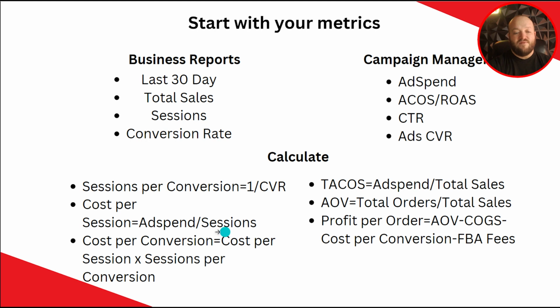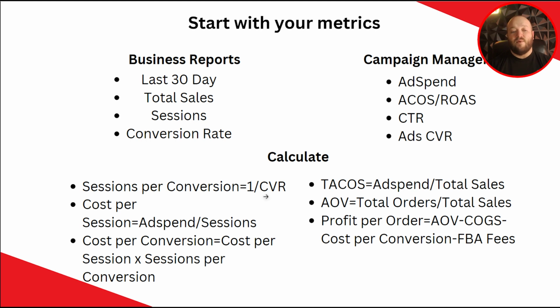your ads conversion rate. And if you look down here, we got your sessions per conversion, which is just 1 divided by that conversion rate. So basically, if you have a 10% conversion rate, if you go 1 divided by that 10, it's going to take you 10 sessions to get a conversion. Or if you're talking about your ads conversion rate, that means it's going to take you 10 clicks to get that conversion.